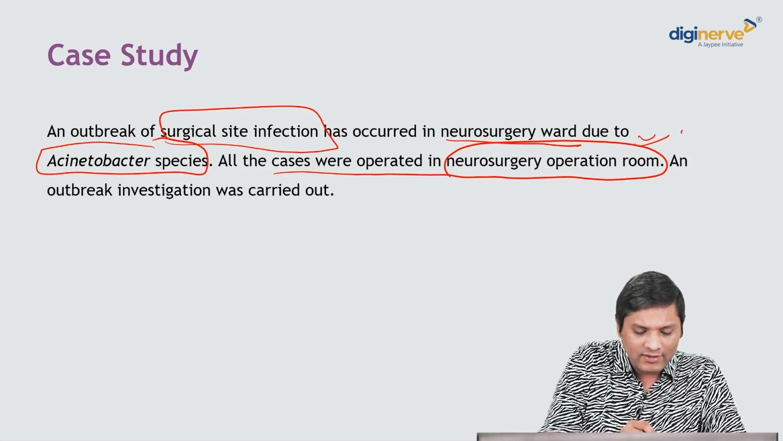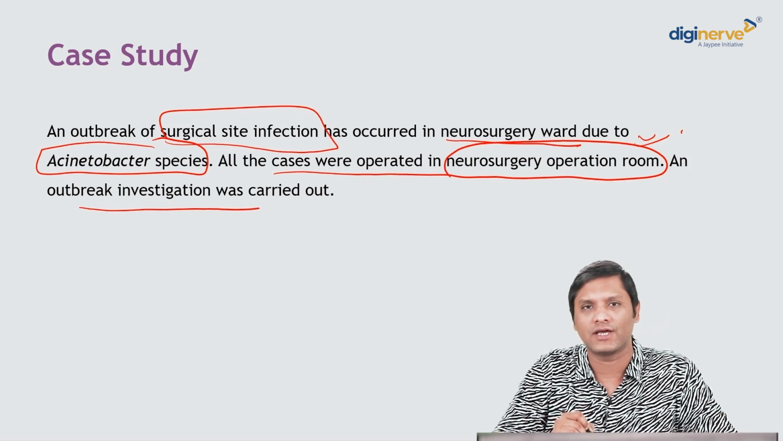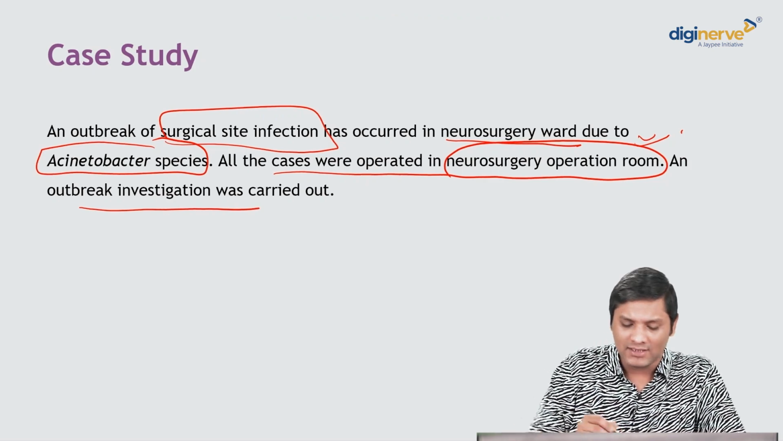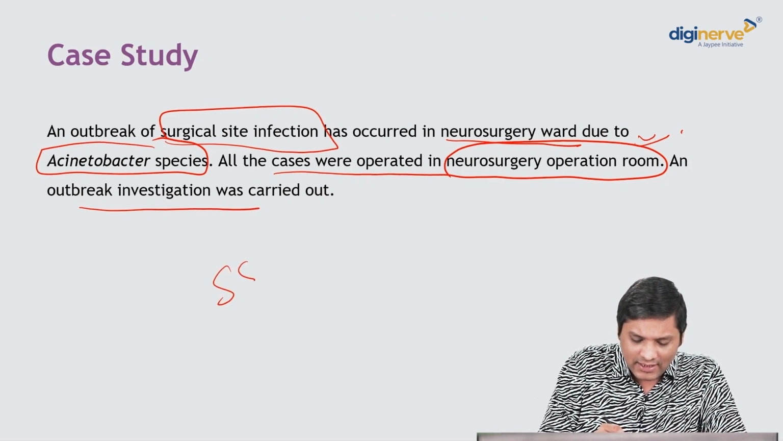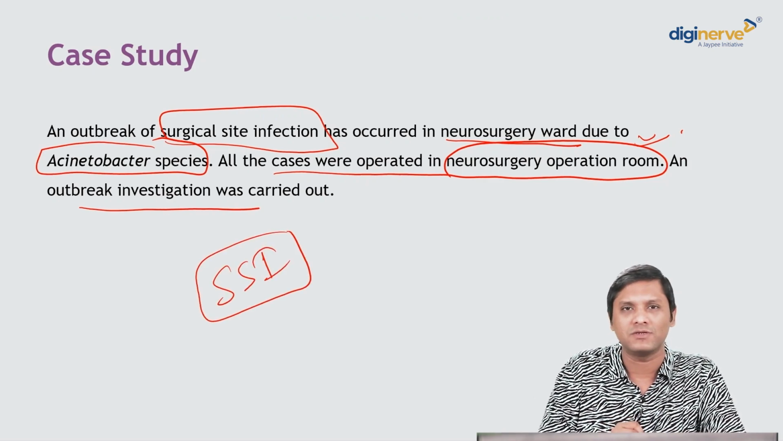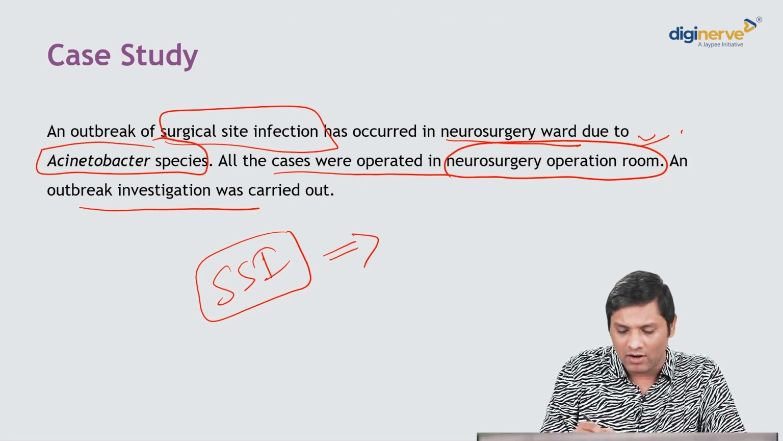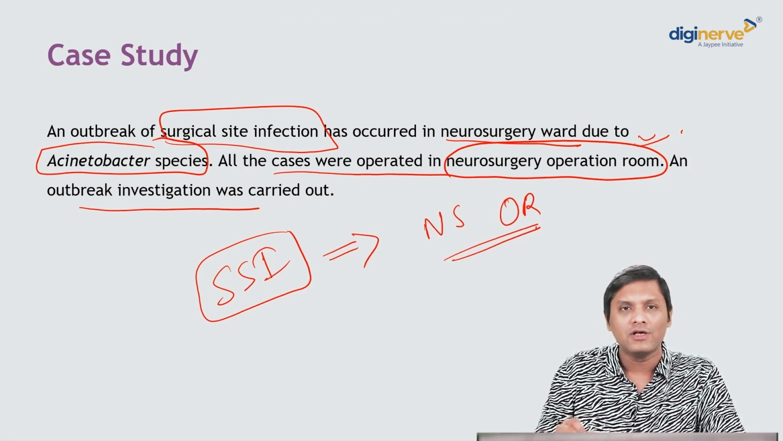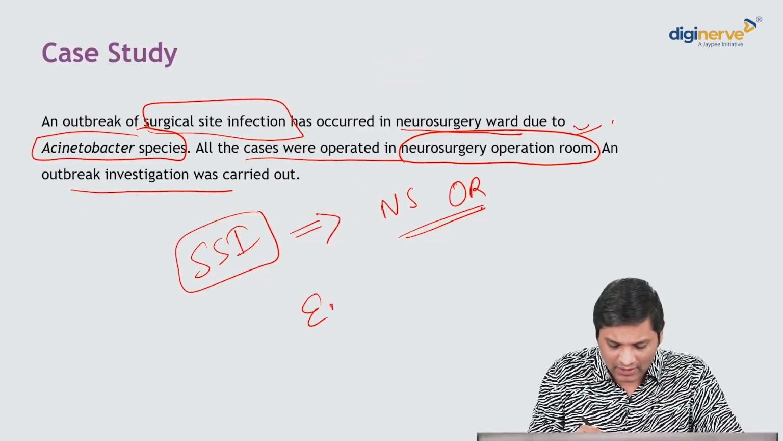Okay. So after that, an outbreak investigation was carried out. So what type of outbreak investigation do you have to perform? It's a case of surgical site infection due to Acinetobacter species, and all these cases were operated in the neurosurgery operating room. So you have to conduct environmental surveillance.